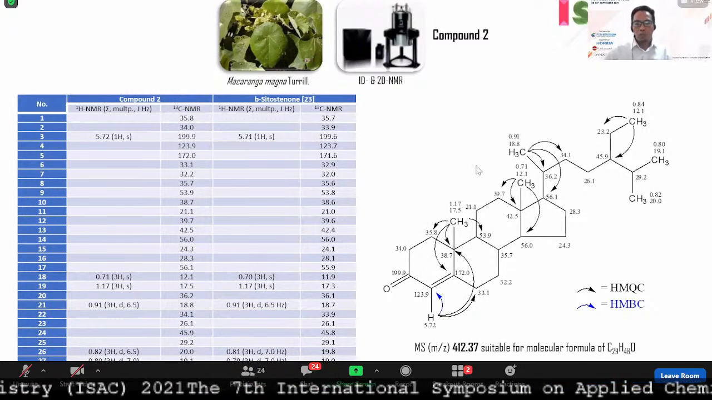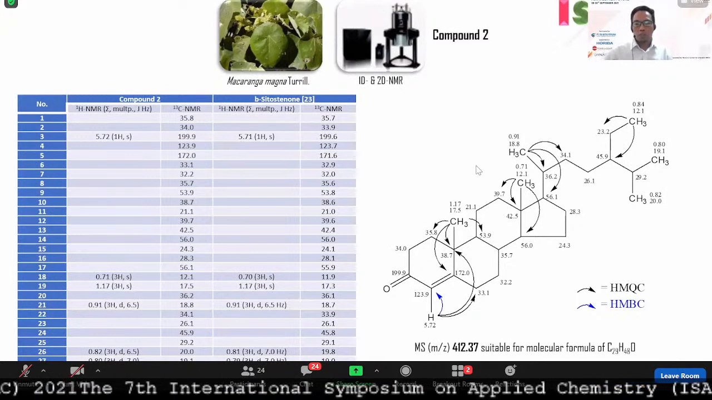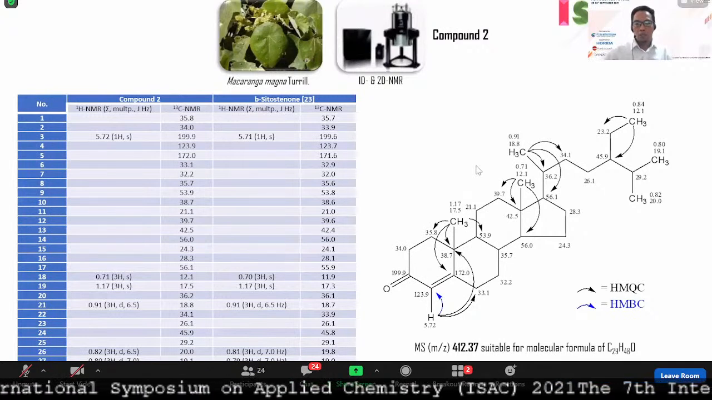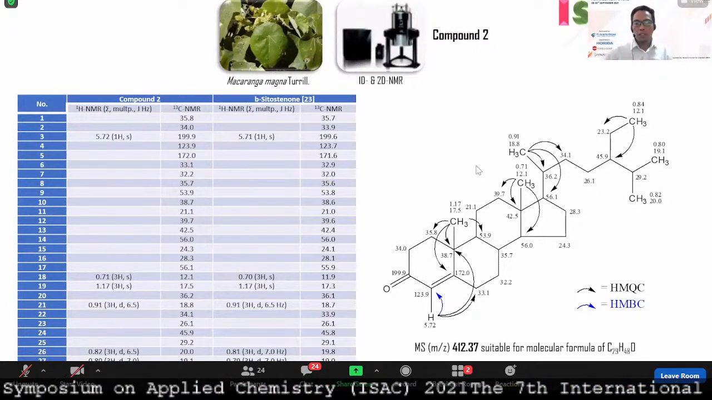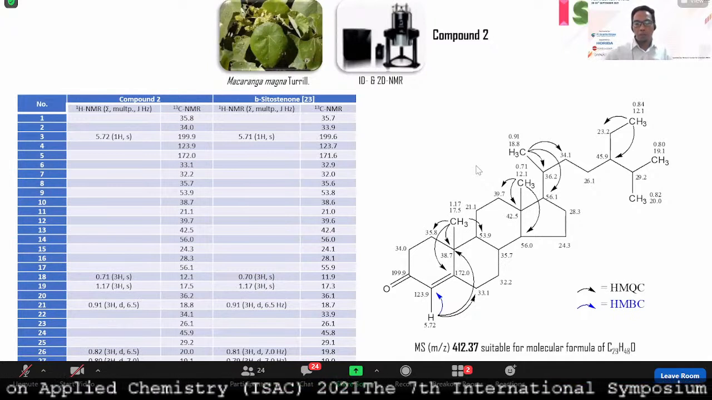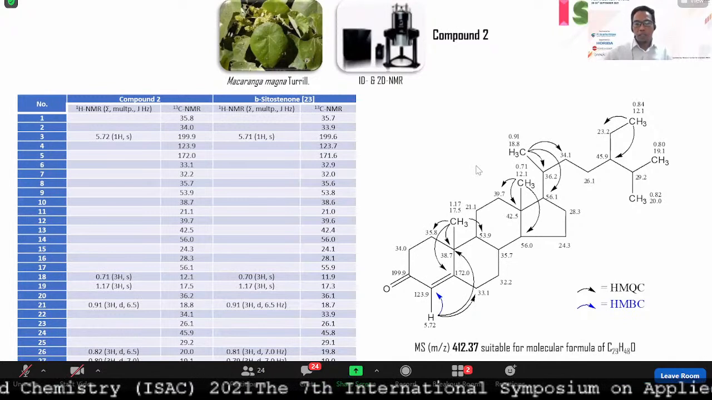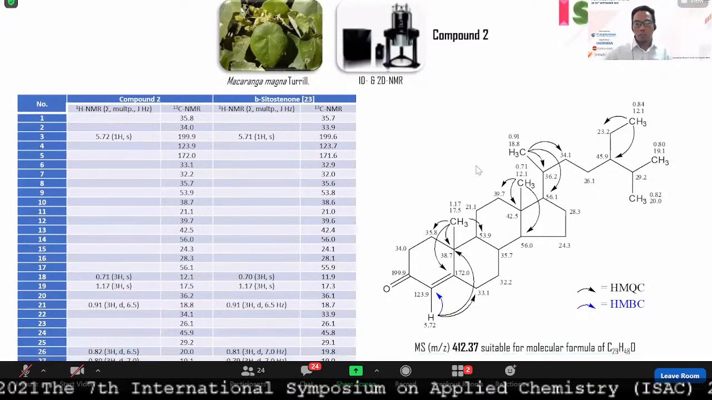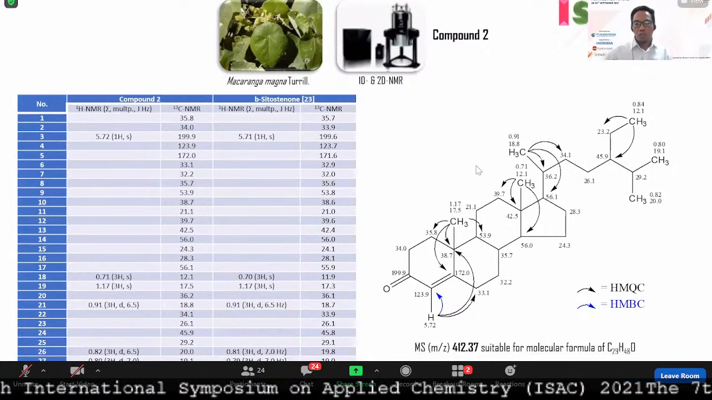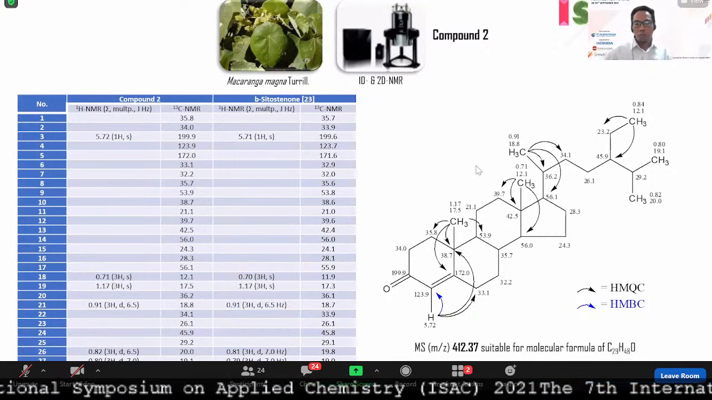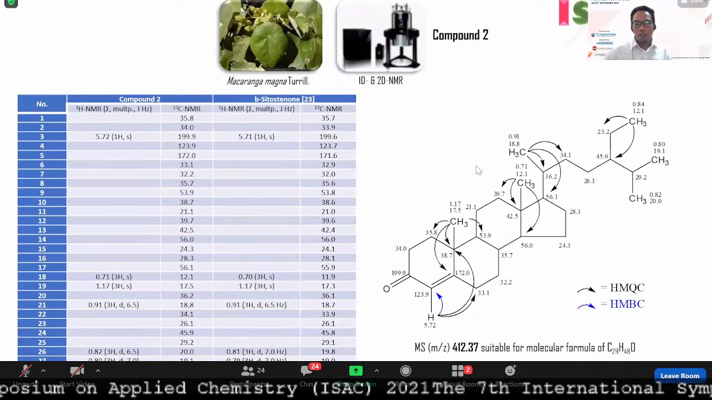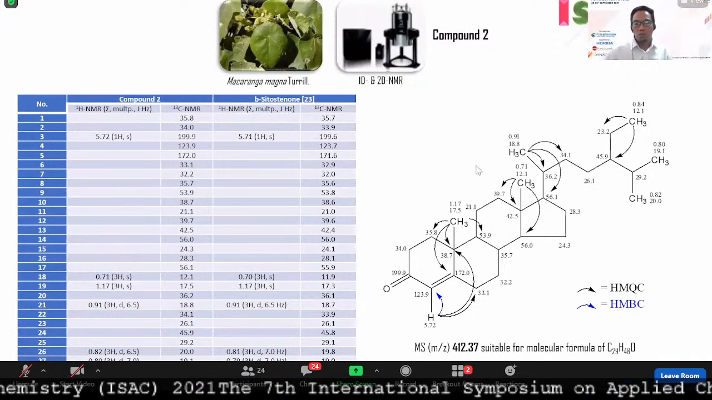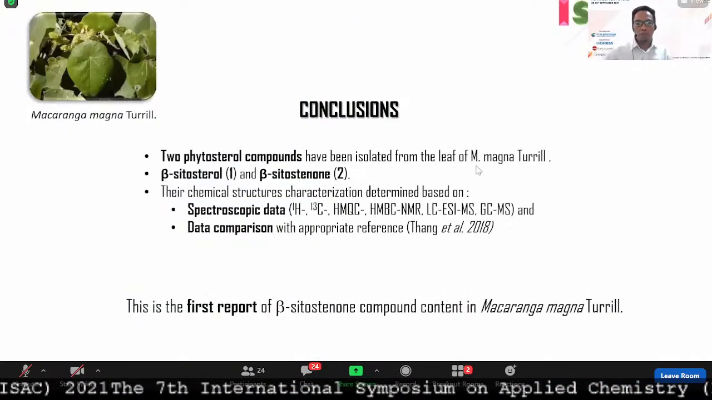The postulated chemical structure should be in accordance with the mass value of the compound. For compound 2, the mass value is 412, and this value is suitable for the molecular formula of C29H48O. From proton NMR data, C13 data, HMQC data, HMBC data, the postulated structure, and also molecular weight data of compound 2, supported with comparison data of beta-sitostenone from an appropriate reference, in this case Tang et al., all the data we got, including the postulated result and comparison data, indicated that compound 2 is beta-sitostenone.